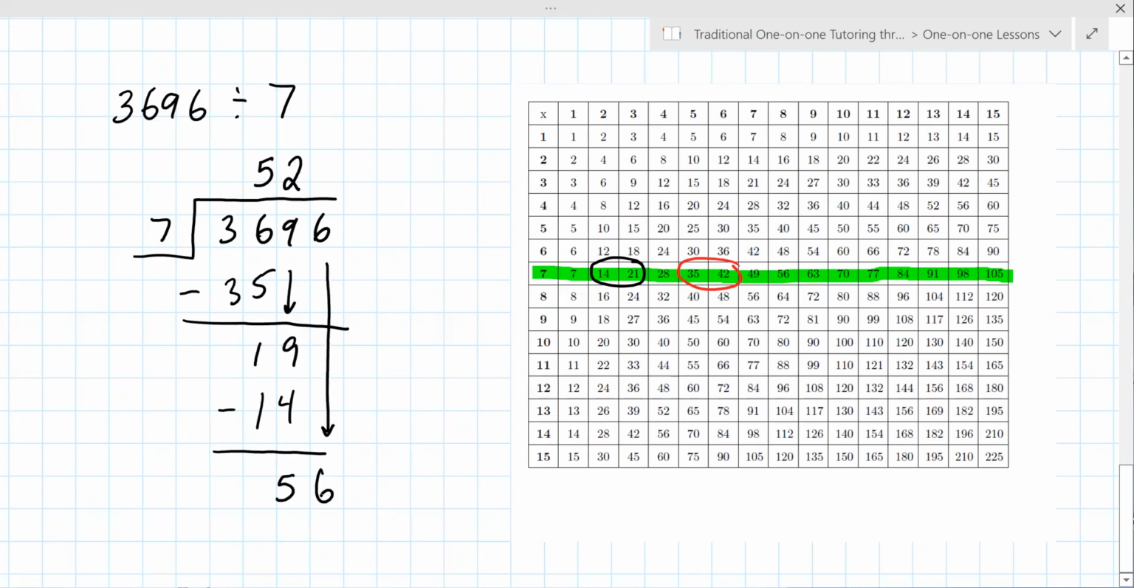Bring the 6 down. How many times does 7 go into 56? 8 times. 8 times 7 is? 56. So no remainder.